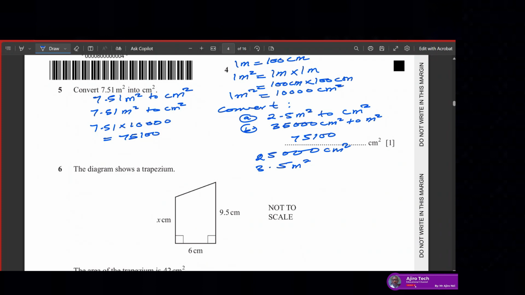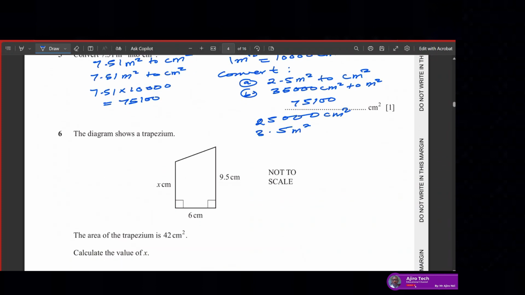Question 6C says the diagram shows a trapezium. So first, what is the formula for calculating the area of the trapezium? Because it says the area of the trapezium is 42 centimeters squared, and we want to find this unknown place. Length times breadth? No, that one is for a rectangle.